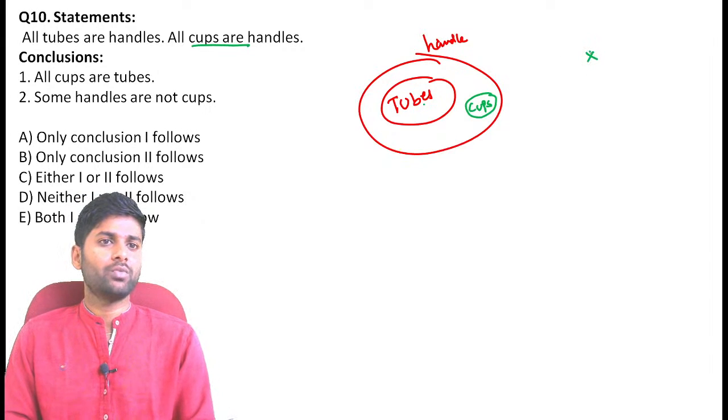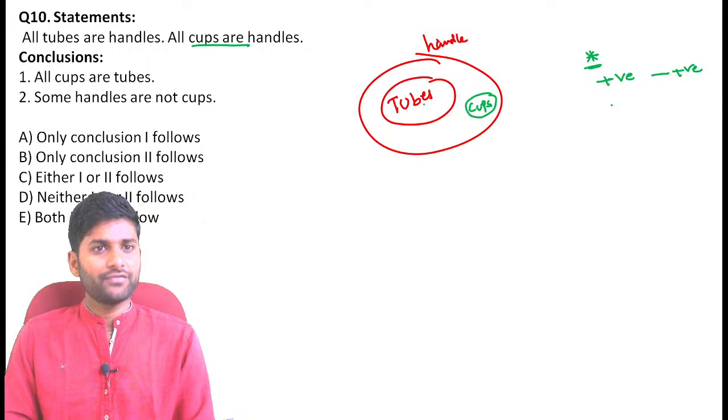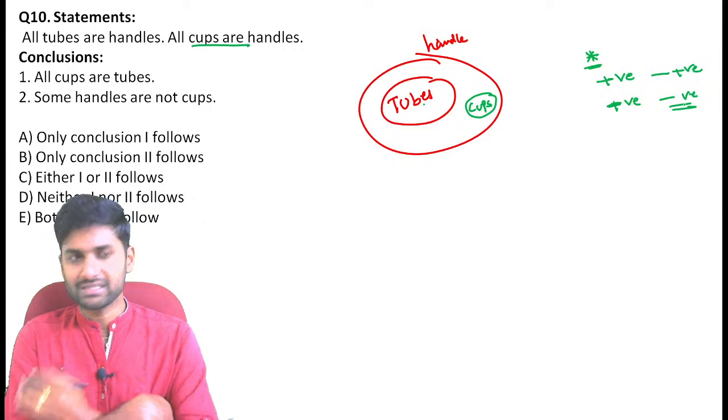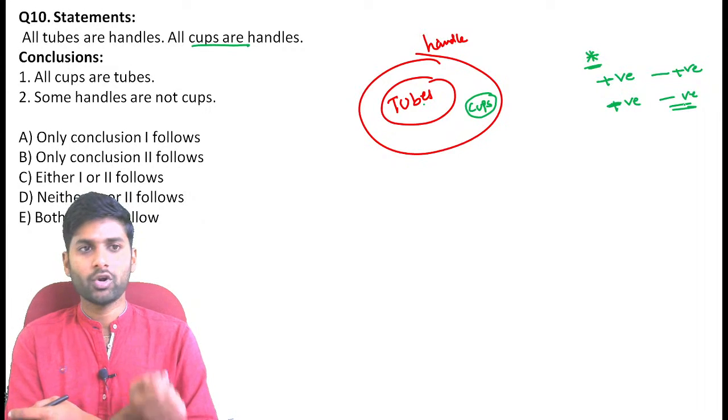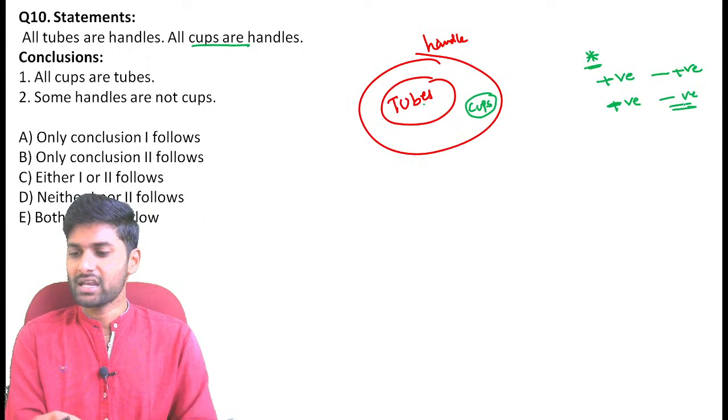And I will tell you one more important point, guys. If the statements are positive, the conclusion must be positive. If the statements are negative, the conclusion must be negative. So remember that point also, it helps in some cases. A positive statement always gives us a positive conclusion. A negative statement always gives us a negative conclusion.